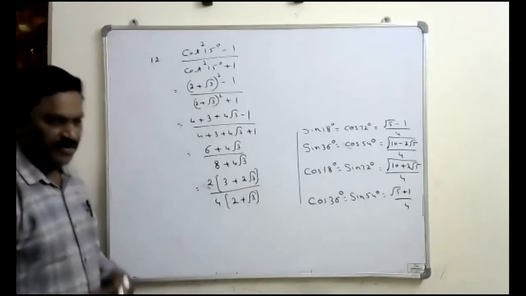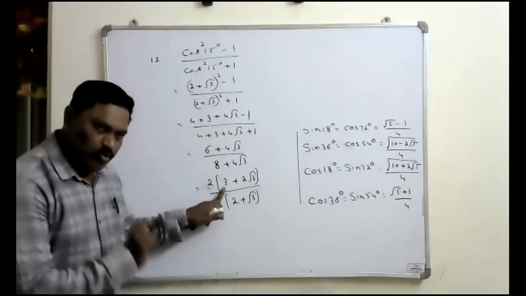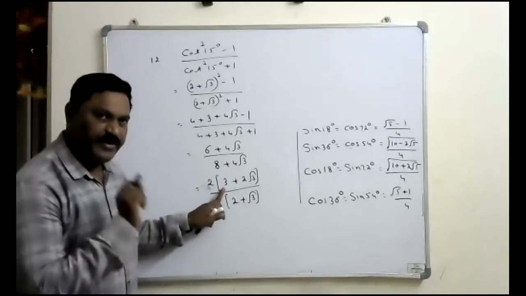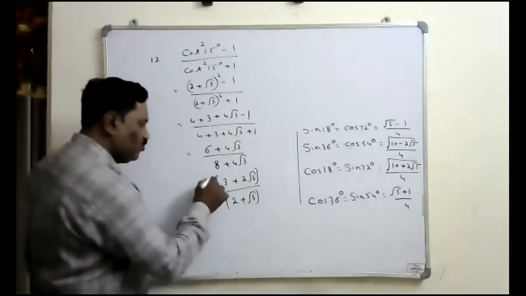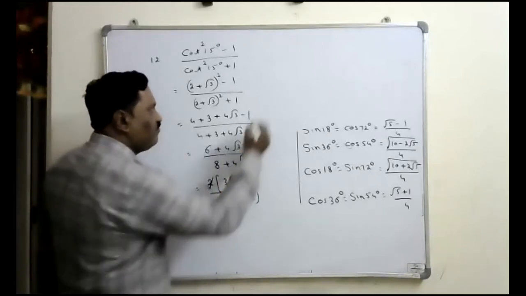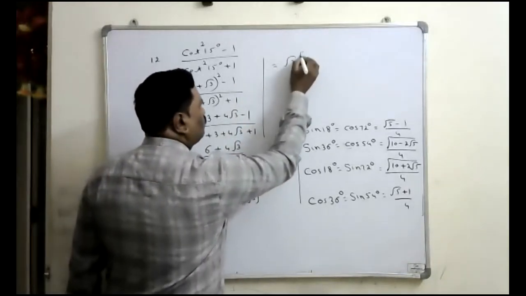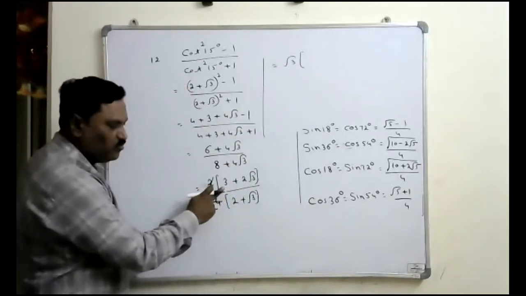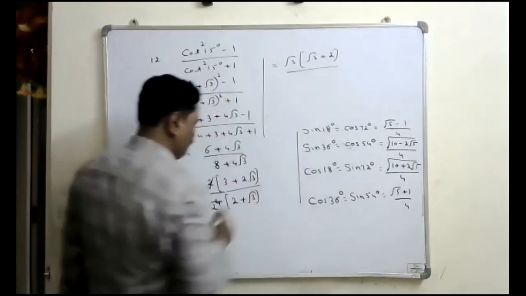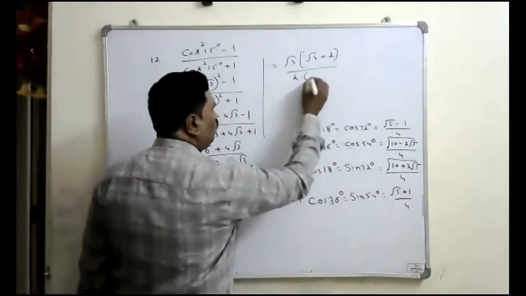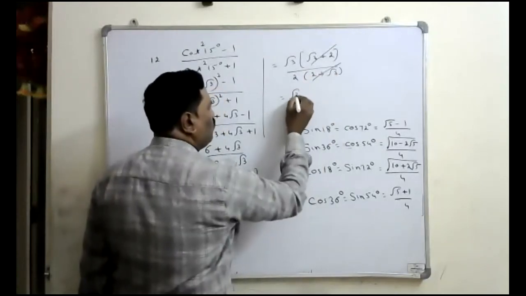Okay. Again, observe the numerator. Here 3 is there. This 3, we can write root 3 into root 3. Here also root 3 is there. I can take the root 3 common from the numerator. 2 ones are 2, the 2s get cancelled. Take the root 3 common. Here we will have one more root 3 plus 2 upon, here 2 is there, 2 times (2 plus root 3). This 2 plus root 3 is getting cancelled. So the answer is root 3 by 2.